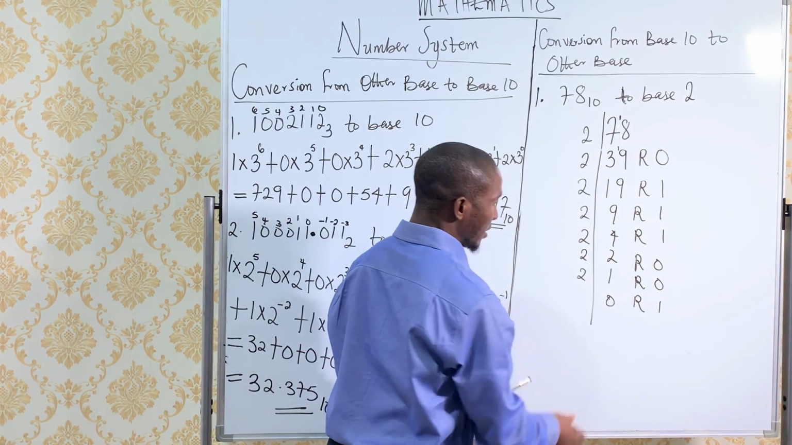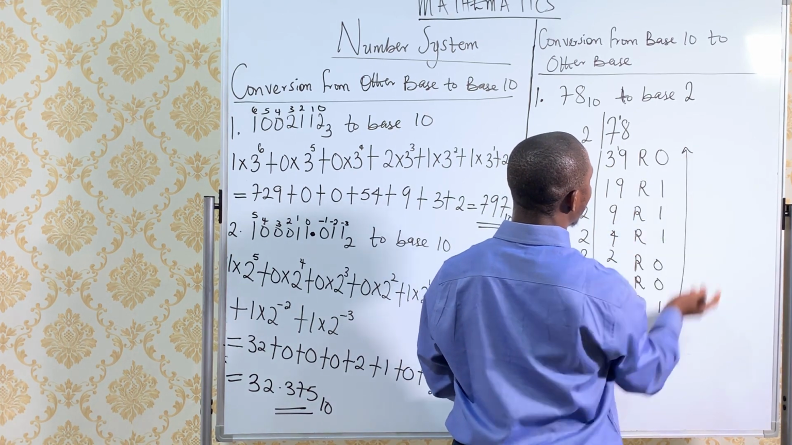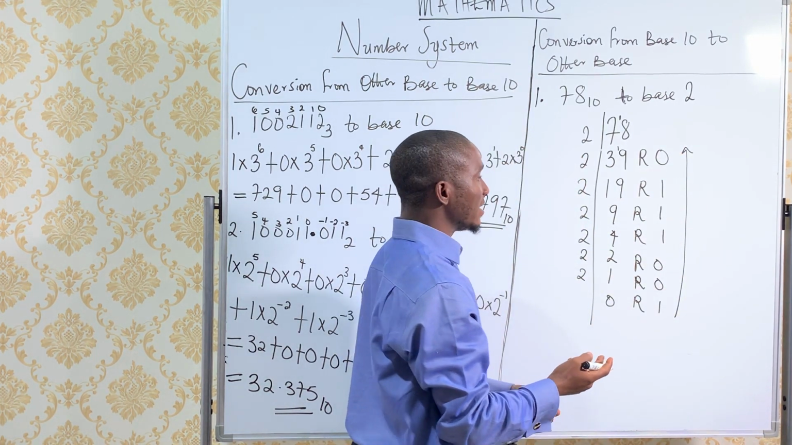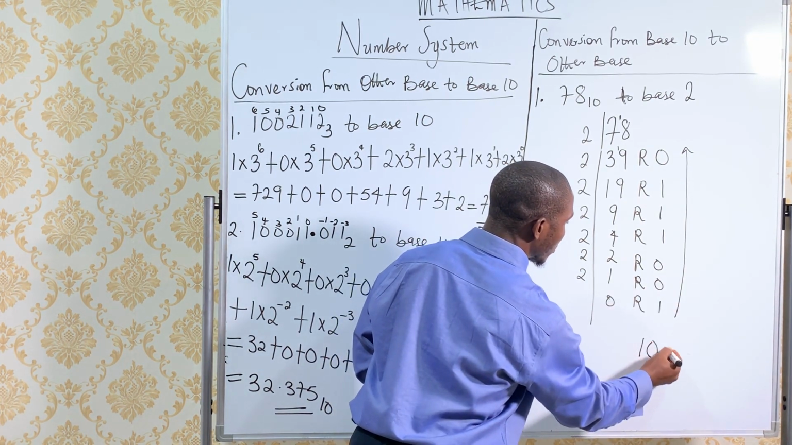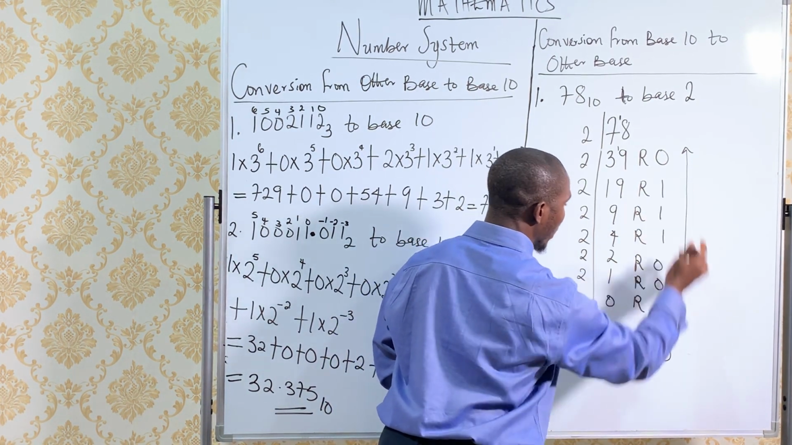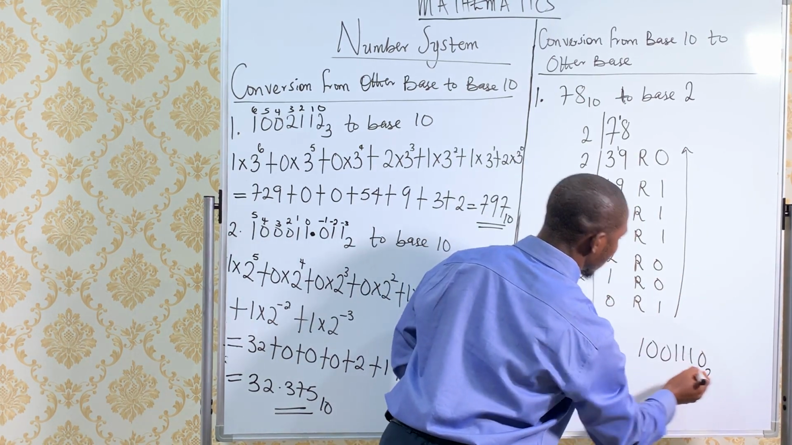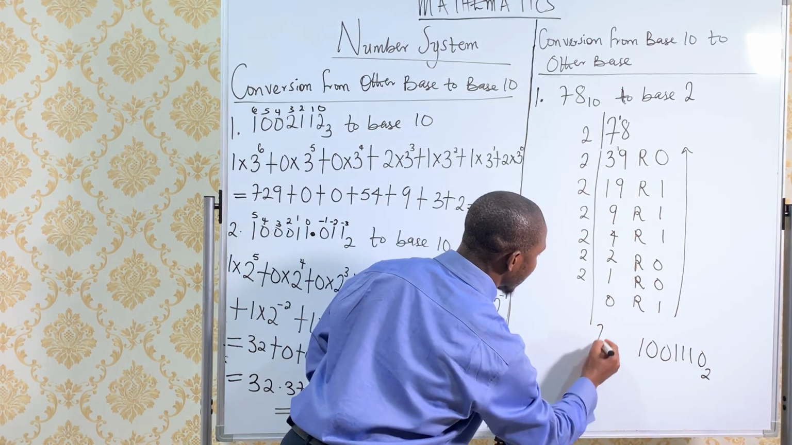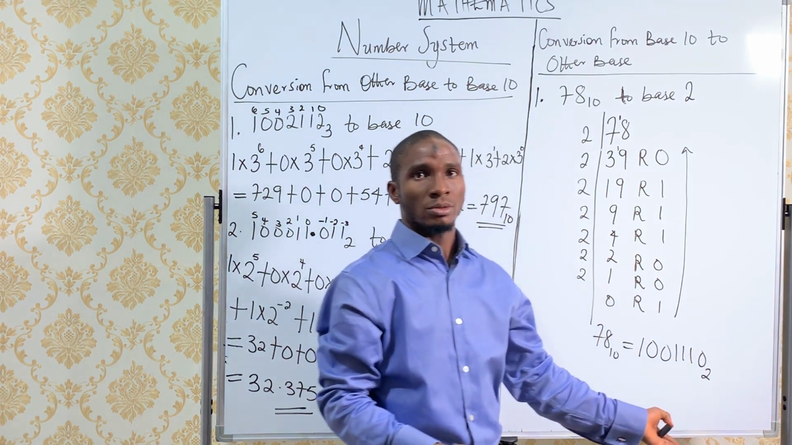Now we cannot divide any further. So you read up from the bottom to the top to get our final answer. So we now have 1, 0, 0, 1, 1, 1, 0 in base 2. And that is the conversion of 78 from base 10 to base 2.